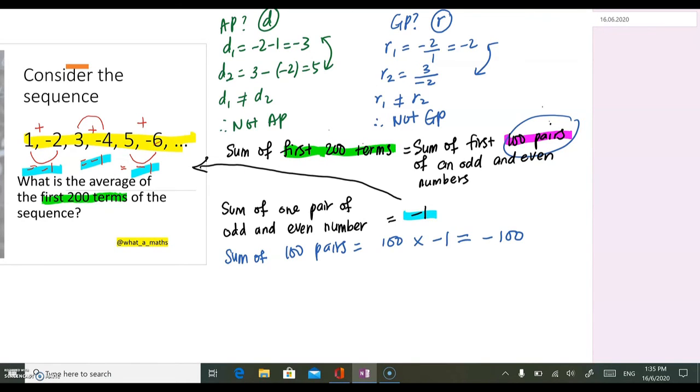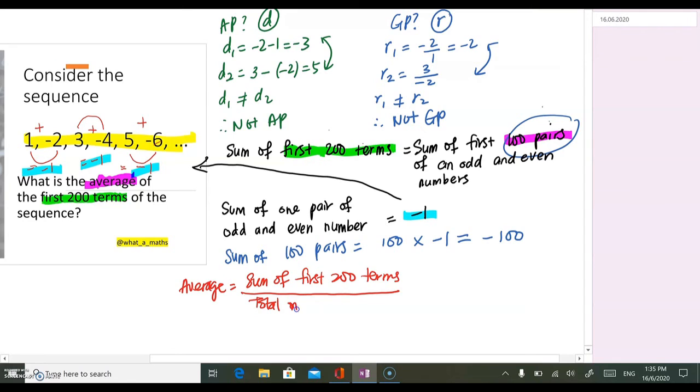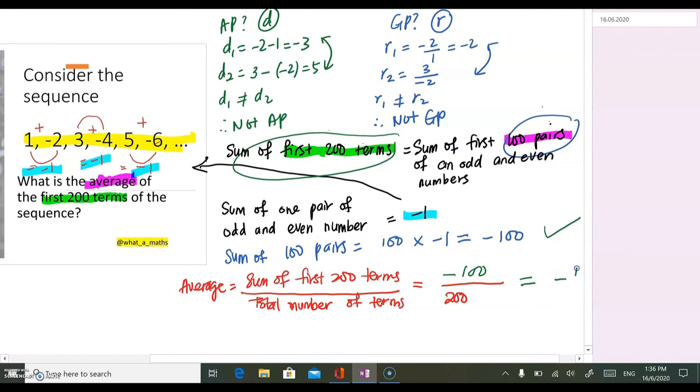Now the last step, I'm going to find the average. Average is equal to the sum of the first 200 terms over the total number of terms. I know that there are 200 terms, and the sum of the first 200 terms is the same as the sum of 100 pairs, that is -100. So in this case, the final answer is equal to -1/2.